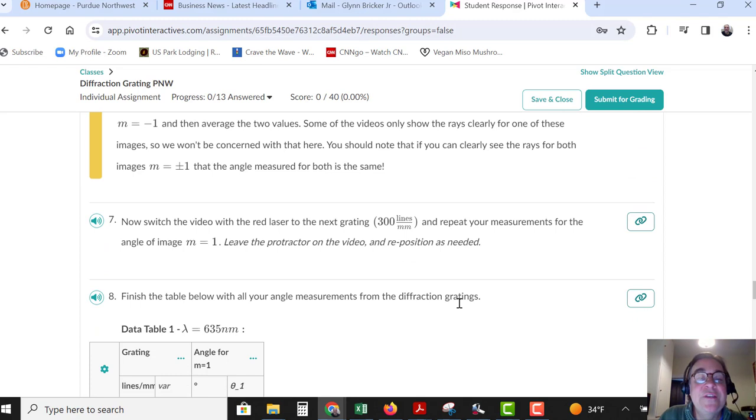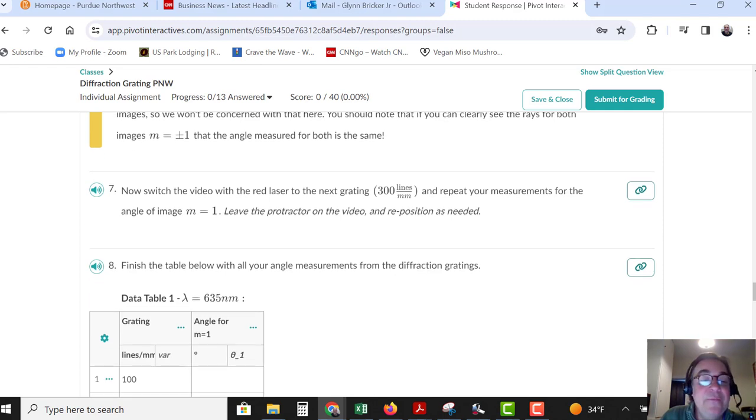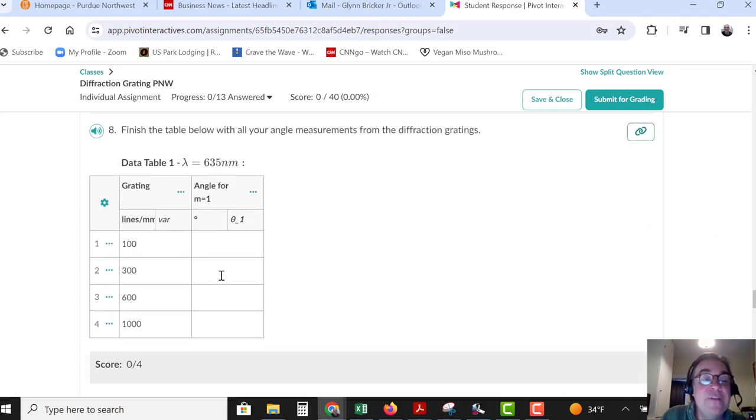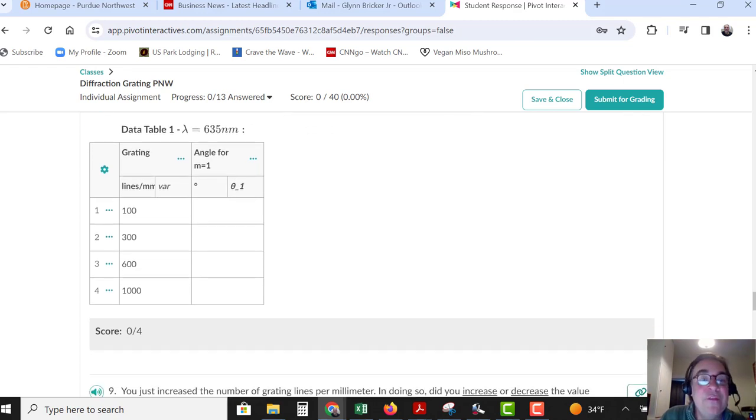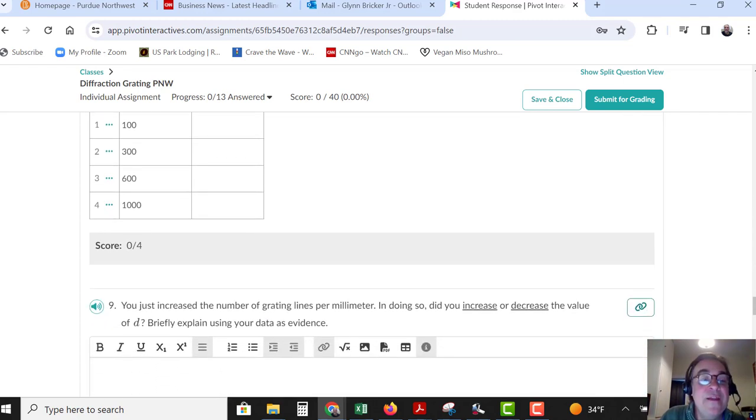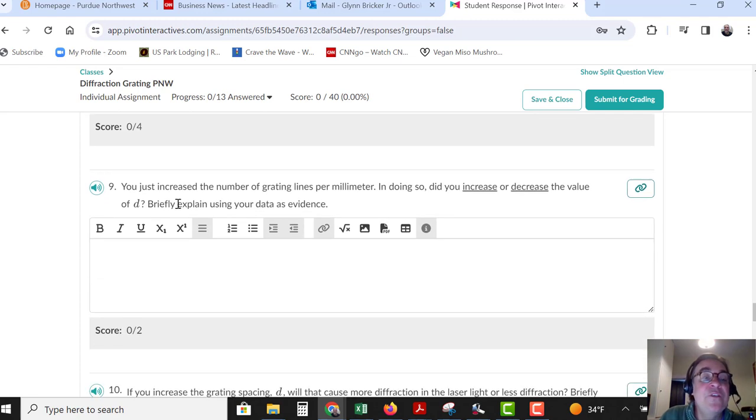Okay, now we want to switch to the next grating value, 300 lines per millimeter. So if you wanted to get d, it would be 1 divided by 300, and you'd have the answer in millimeters. Repeat your measurement for m equal to 1. Leave the protractor on the video and reposition as needed. Okay, and then you could measure the angle for this, and measure the angle for this, and measure the angle for that one.